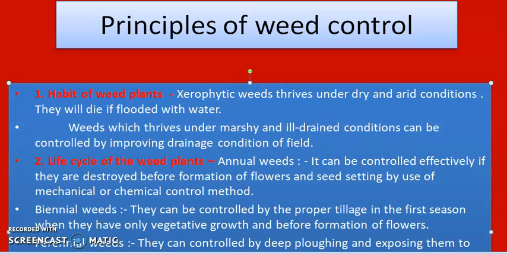Welcome student. Now we study the principles of weed control methods which are applied. There are different weed control methods, that is the curative and preventive weed control methods. So out of these two, which methods are suitable for effectively weed control? There are some principles to be taken into consideration before the weed control method.